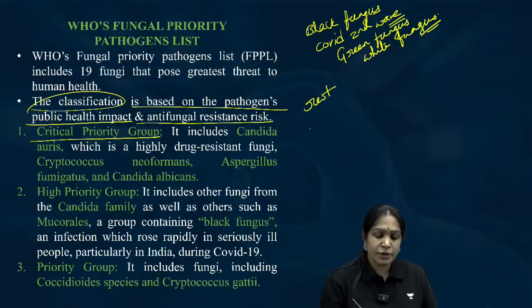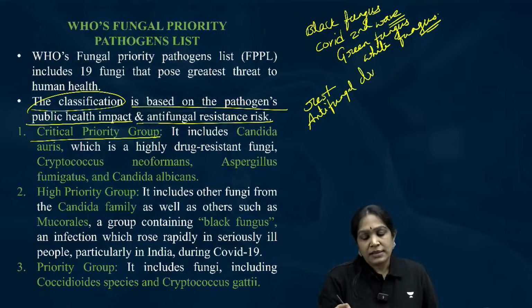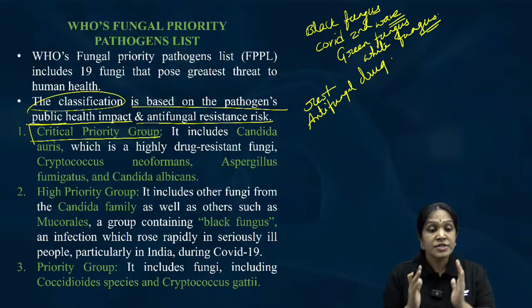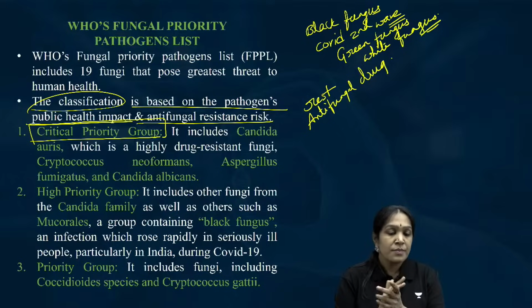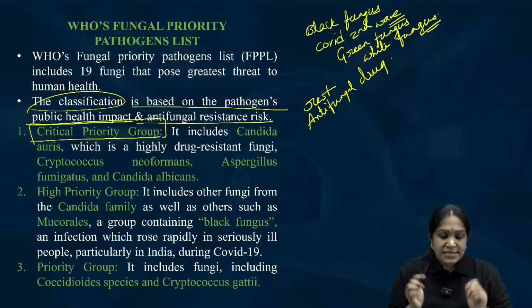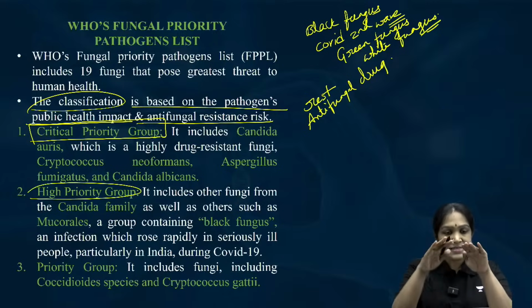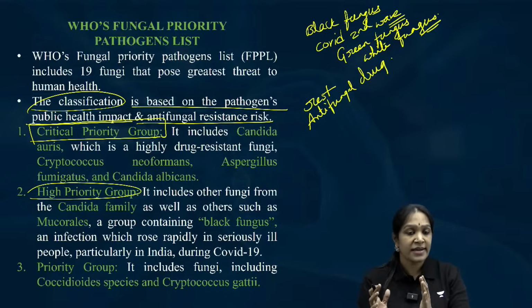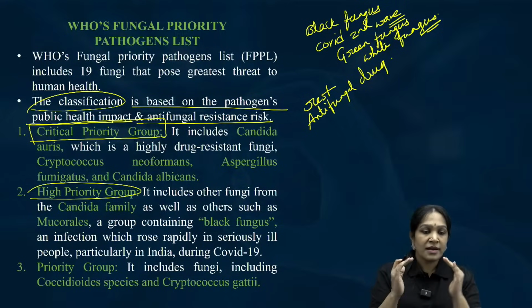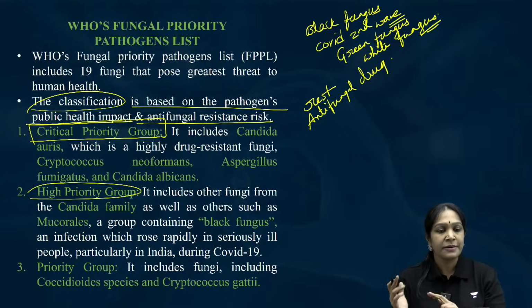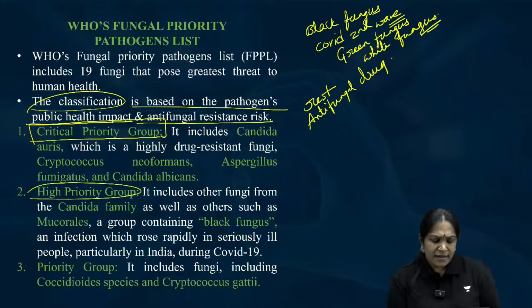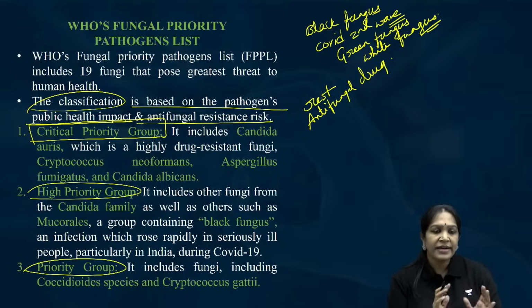Very much resistant to antifungal drugs. Then also it is called critical priority. I mean, most dangerous fungi. Second most dangerous, I mean lesser impact on public health and lesser resistance to the antifungal drugs. Next, least dangerous are the priority group.